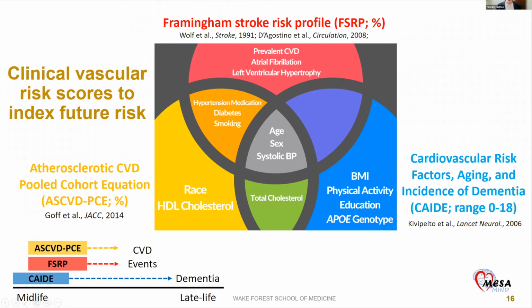Here we'll be talking about the Framingham stroke risk score, and in this sort of mosaic diagram here, what we're showing is the overlapping components in the center of these 3, and also how they differ on the far edges. The atherosclerotic cardiovascular disease pooled cohort equation is intended to be a measure that is more for atherosclerotic disease and allows us to differentiate general vascular risk from atherosclerotic risk. And then also the cardiovascular risk factors, aging, and incidence of dementia, or CAIDE risk score, that was developed and is used as a screening method within the POINTER studies and worldwide FINGER studies, which adds to the mix of these vascular measures more dementia-focused measures such as BMI, physical activity, education, and ApoE genotype.